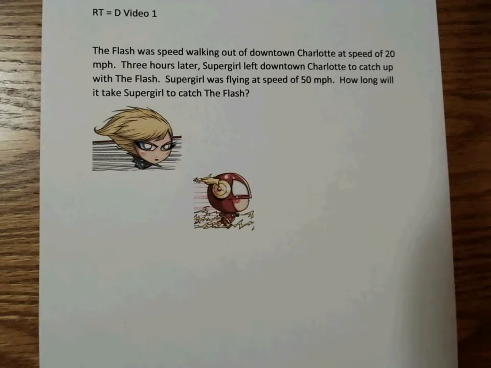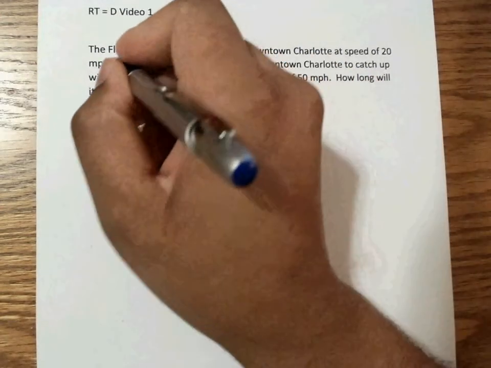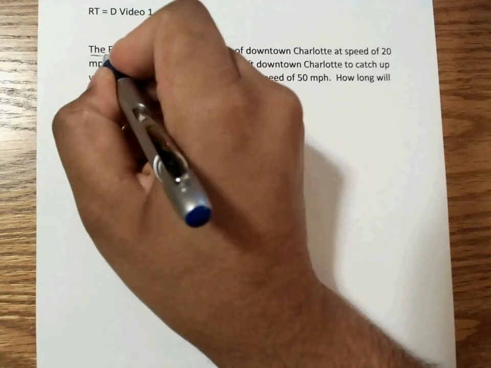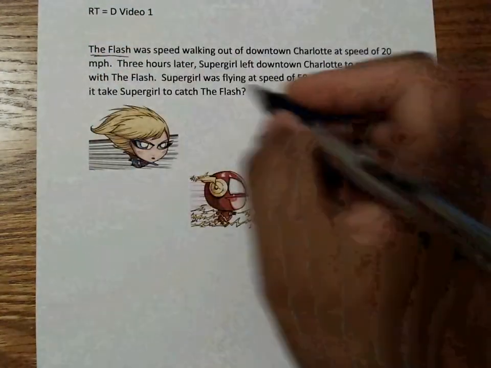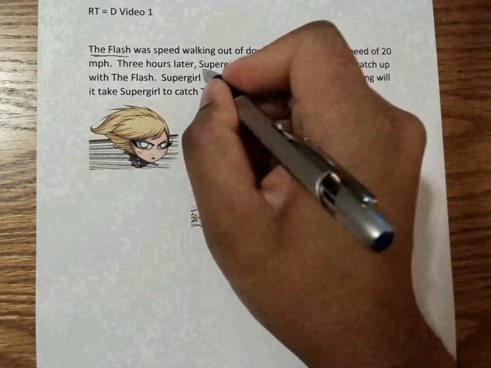So in this problem, hopefully we can see that we have two individuals who are basically racing that we're talking about. We have two races, we have a time frame, and we can calculate their distance. So in this problem we have the Flash, and then we also have Supergirl.